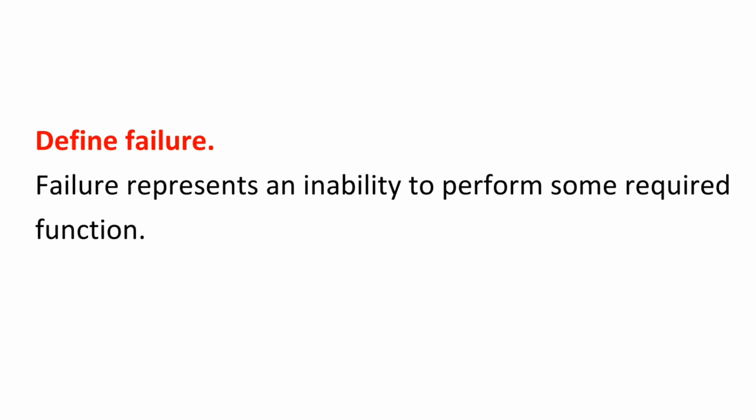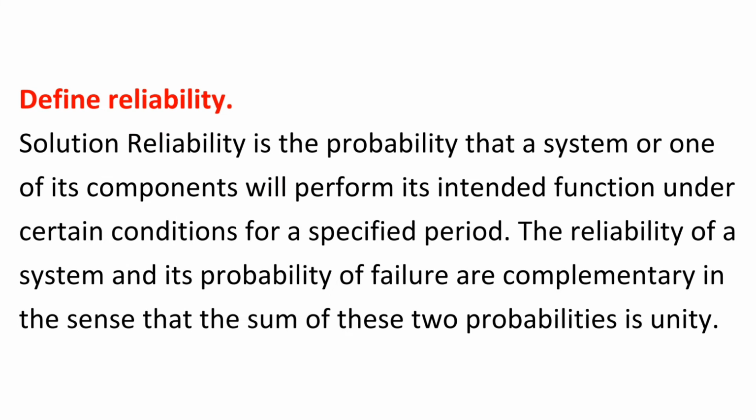Define failure. Failure represents an inability to perform some required function. Define reliability. Reliability is the probability that a system or one of its components will perform its intended function under certain conditions for a specified period. The reliability of a system and its probability of failure are complementary in the sense that the sum of these two probabilities is unity.